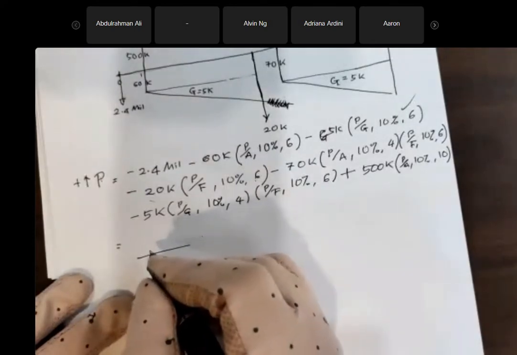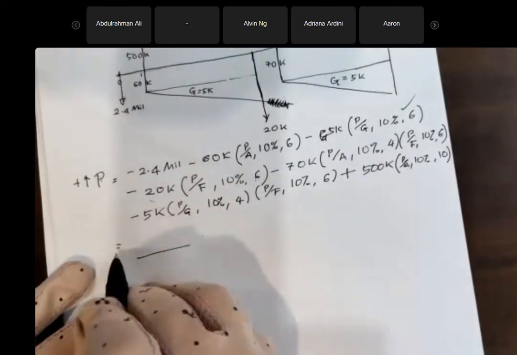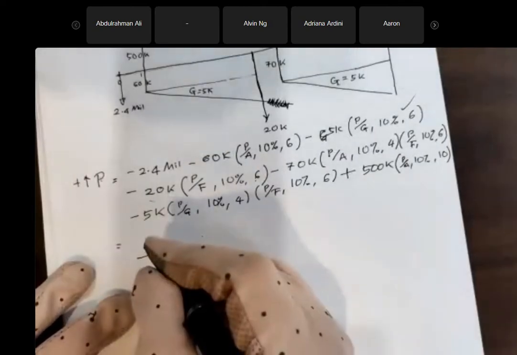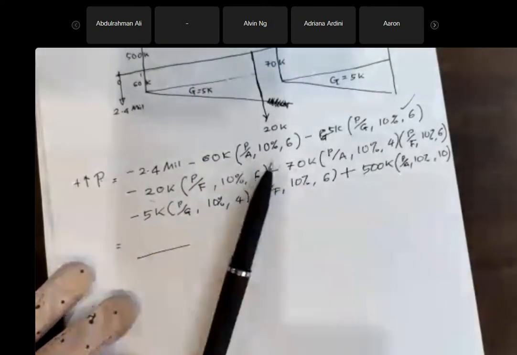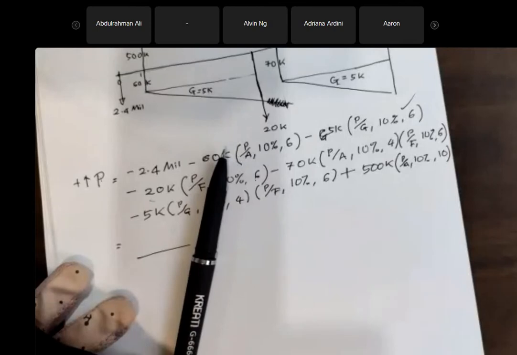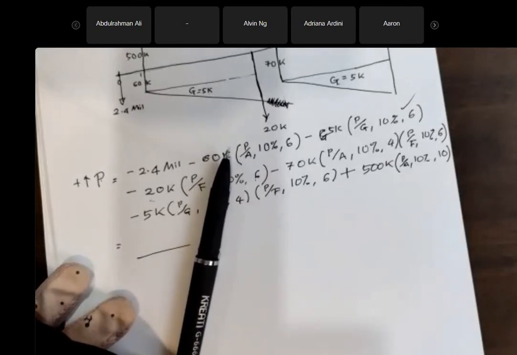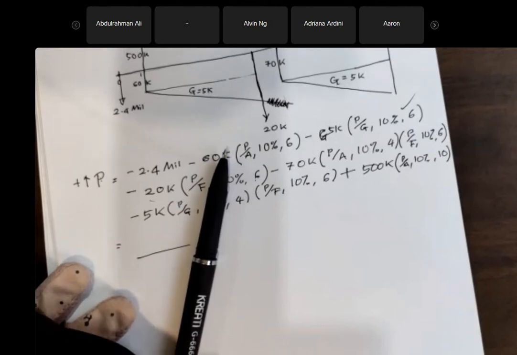Has anyone done this one? What is the answer? I did not finish the answer. Wait, I can show you. I'm recording, but the screen has changed.